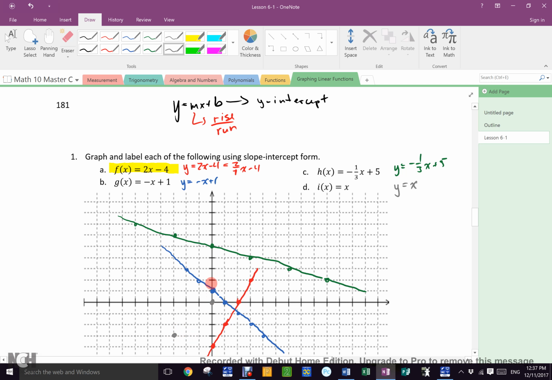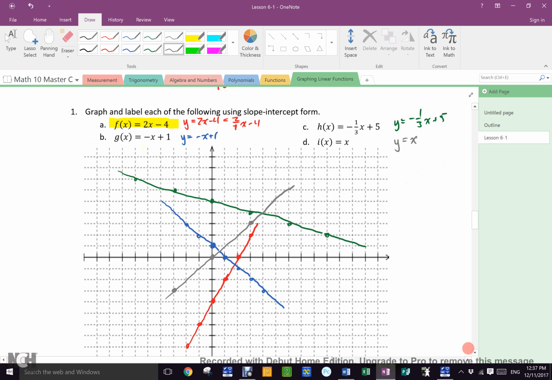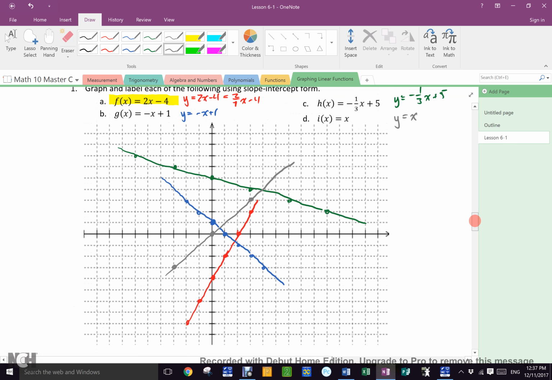I just did it. Is everybody cool with graphing lines in this form? Is everyone good? Okay. Now I'm going to do something a little weird here.